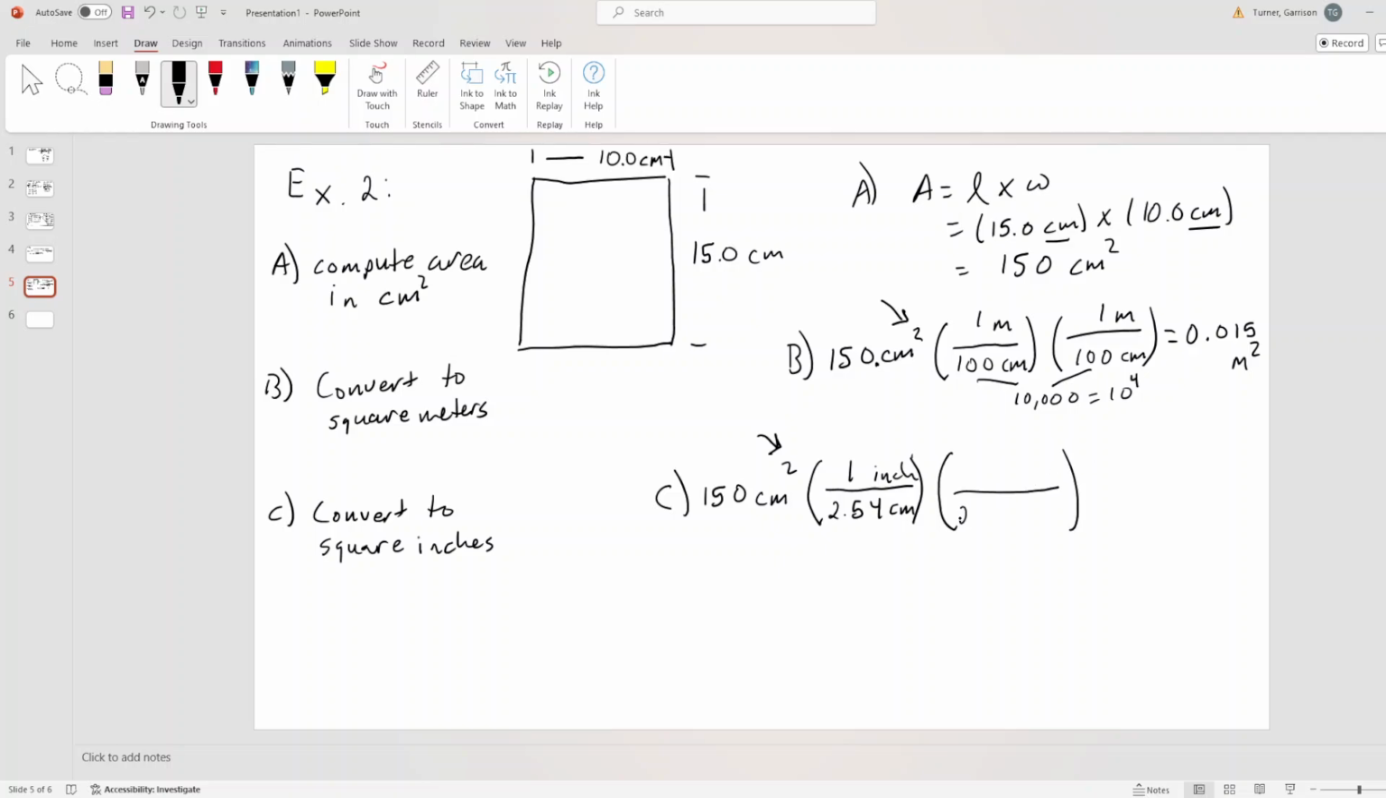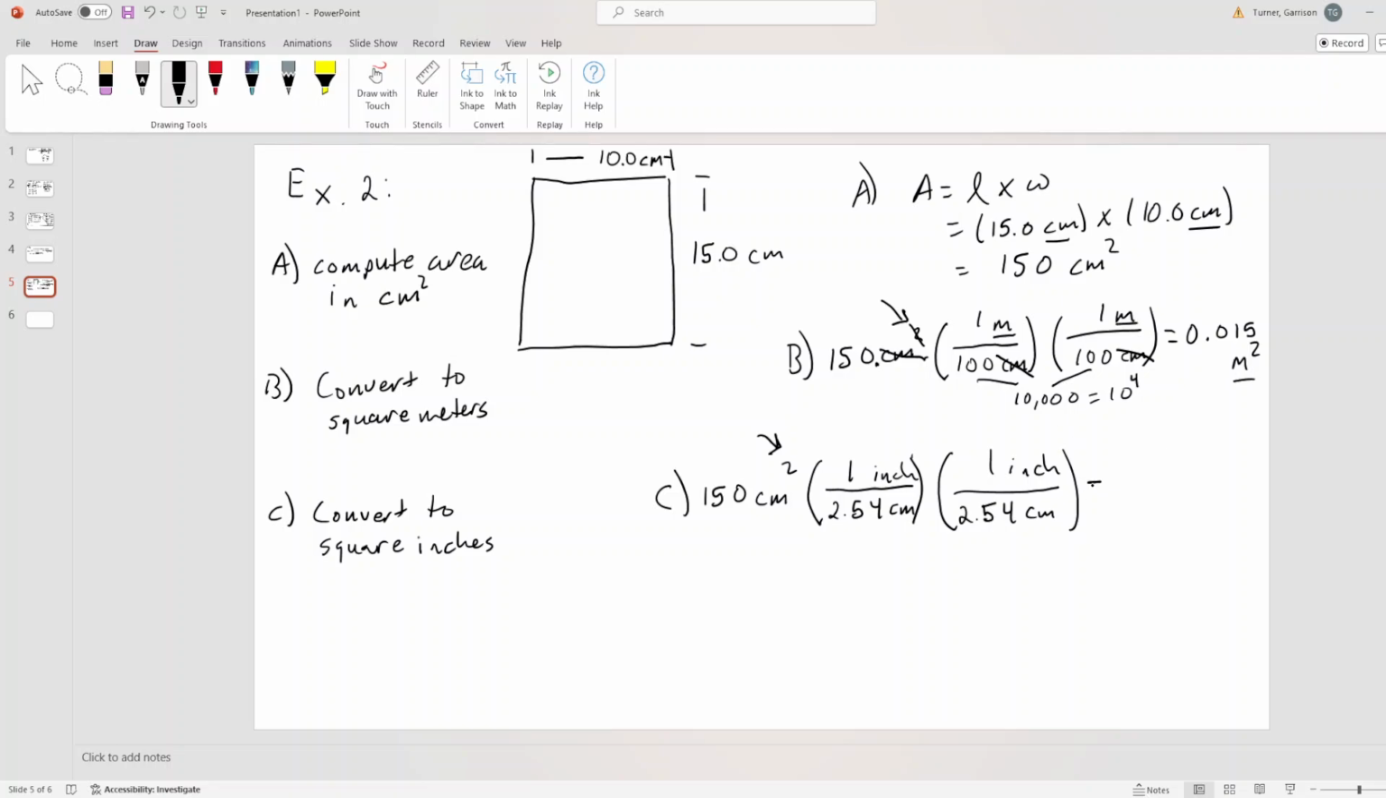And once again, there's 2.54 centimeters in 1 inch. Oh, I should have mentioned one more thing up here. This factor of centimeters cancels out with one of these, and this factor of centimeters cancels out with the other one. And that's what leaves you with your meters times meters, or meters squared.